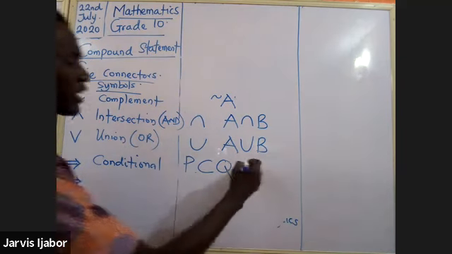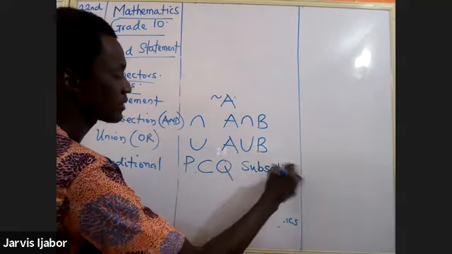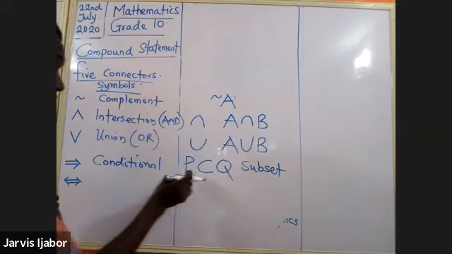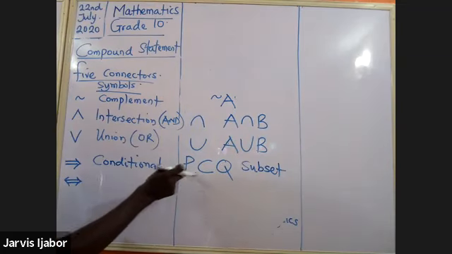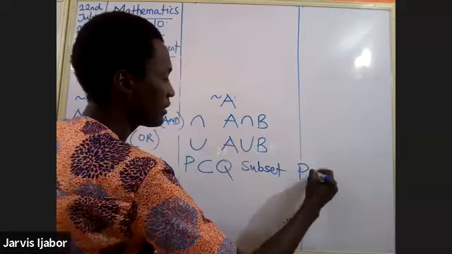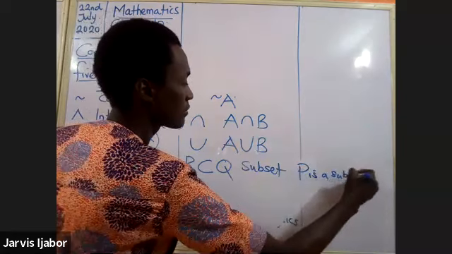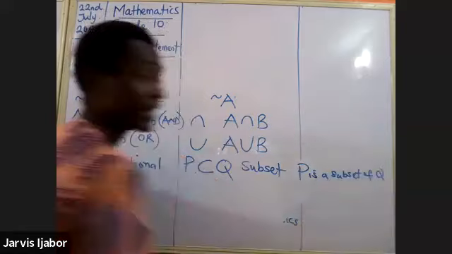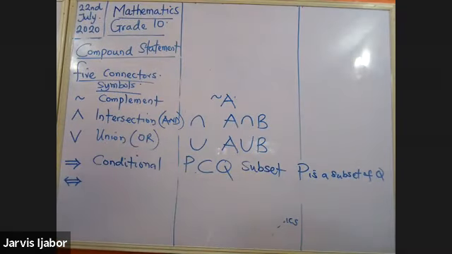So it means that the concept here is subset. P is a subset of Q. So I can write that P is a subset of Q. Let's get that. We're working with our background knowledge of sets.